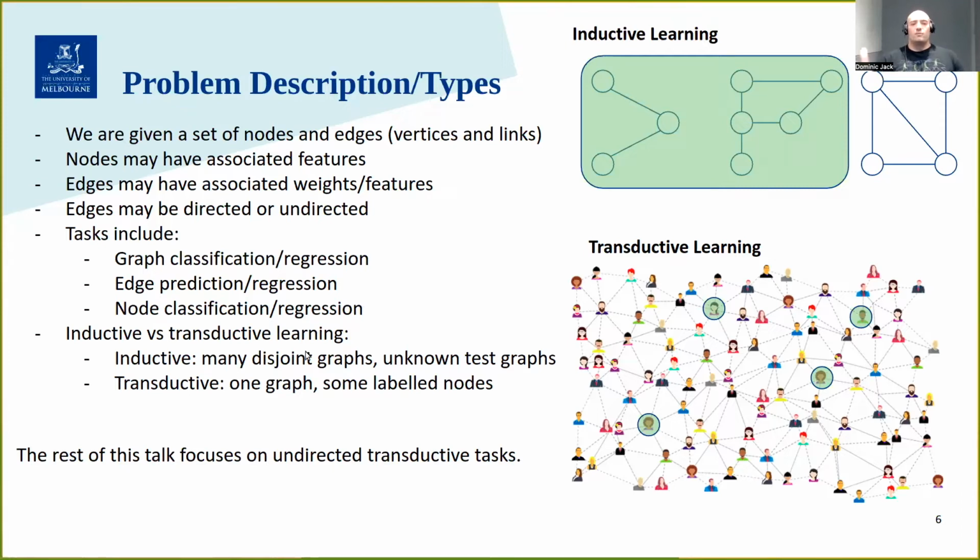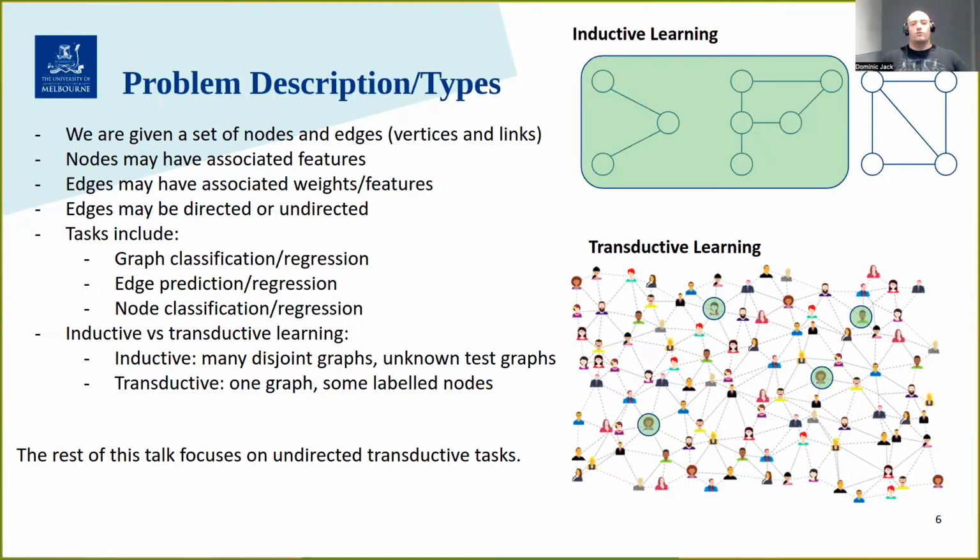At a higher level, we have inductive versus transductive learning. Now, those words have very specific technical meanings, but in this context, it generally means inductive problems have many disjoint graphs and an unknown set of test graphs. So the question of molecular solubility is a good example. I'm going to give you 1,000 molecules, and I'm going to tell you whether or not each one of those is soluble in water. And then at test time, I'll give you another 100 you've never seen before and ask you whether those are soluble.